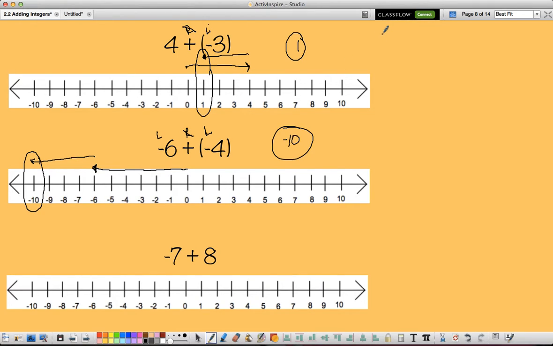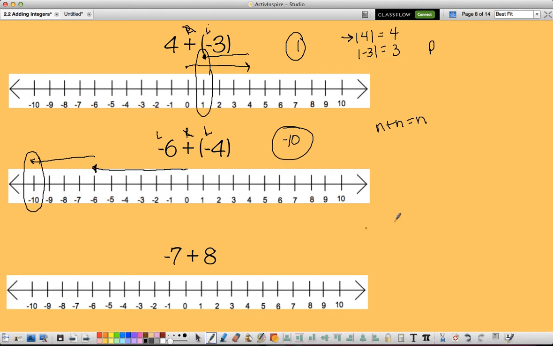Okay, and then again here, checking out my rules. So let's just jot this down. This would be a good idea. I know that negative plus negative gives me a negative. And here, the absolute value of 4 is 4. The absolute value of negative 3 is 3. So since 4 has the bigger absolute value, I know that my answer has to stay positive. And it did.